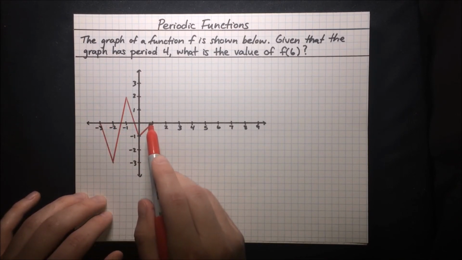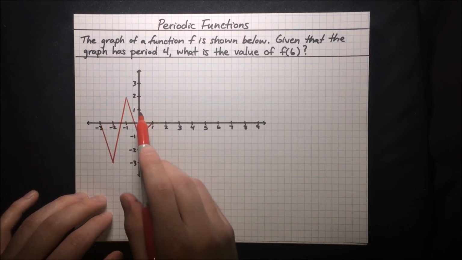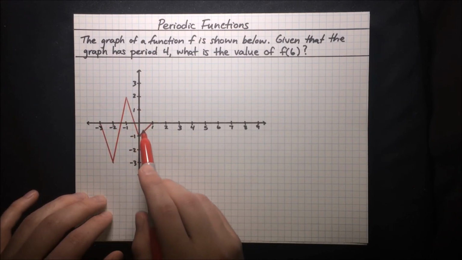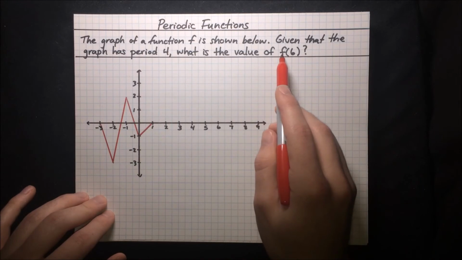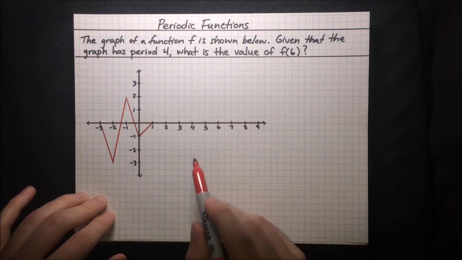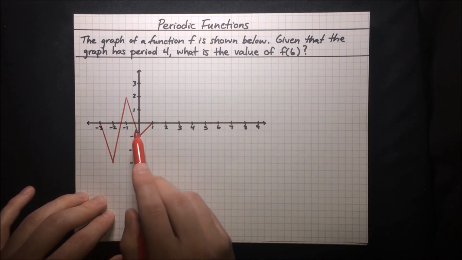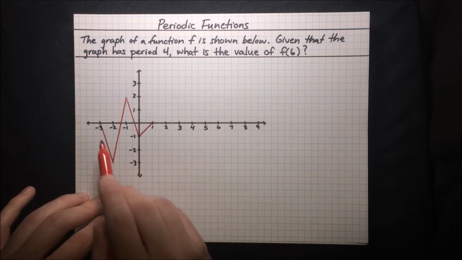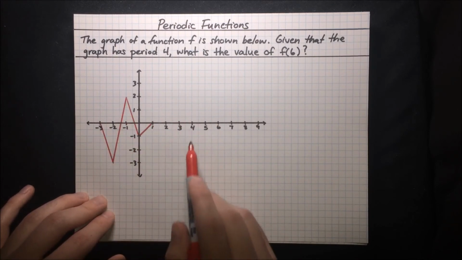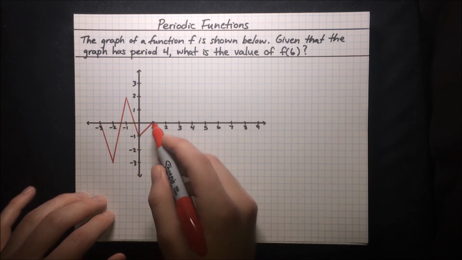So we'll just need to think about repeating this. That would give us the graph of the full function, and then once we have the full function, we can figure out what f of 6 is. Okay, so we need to repeat this all the way up to the x value of 6. So we need to repeat this pattern until we reach 6 here. So let's go ahead and do that.